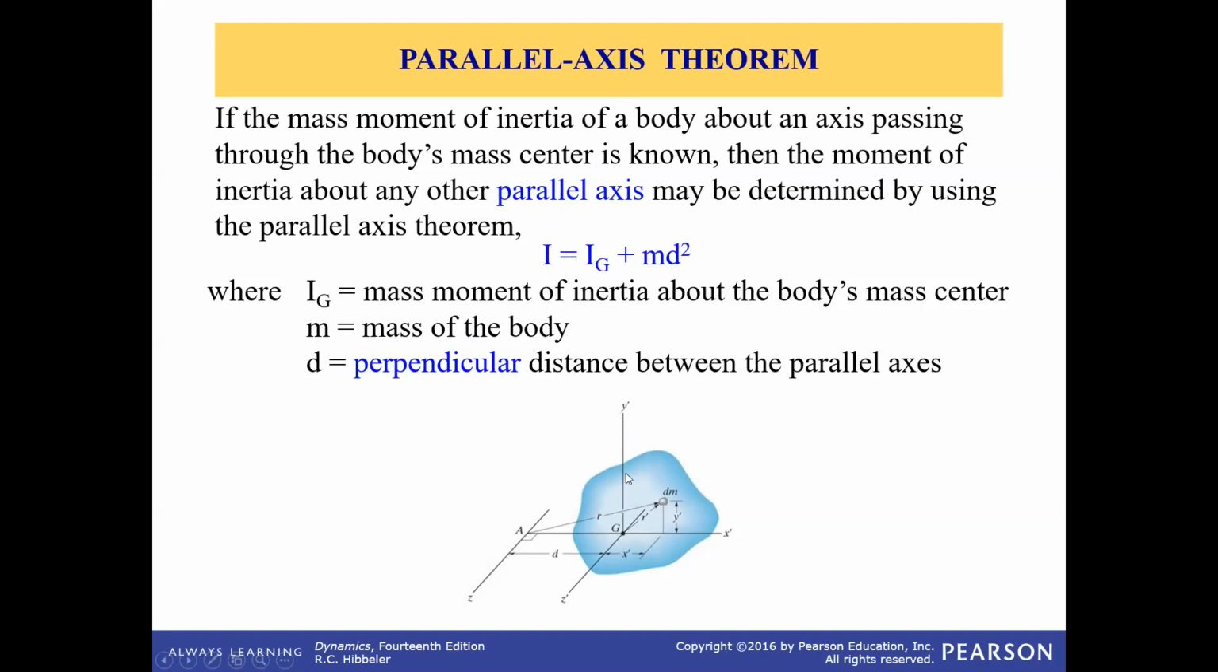So if there's this axis going through the center of gravity of the body, and then you have any other axis, say somewhere here, going through point A, then you can find the new moment of inertia about the axis through point A. It is equal to the original moment of inertia through this G plus md squared. This is the parallel axis theorem.